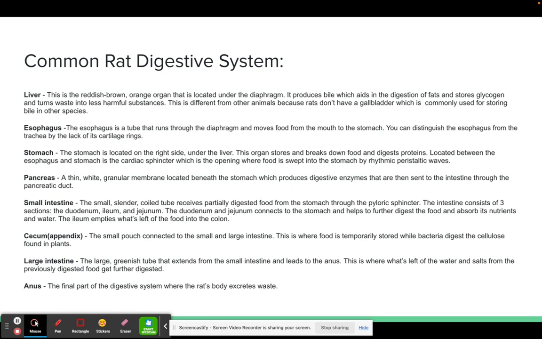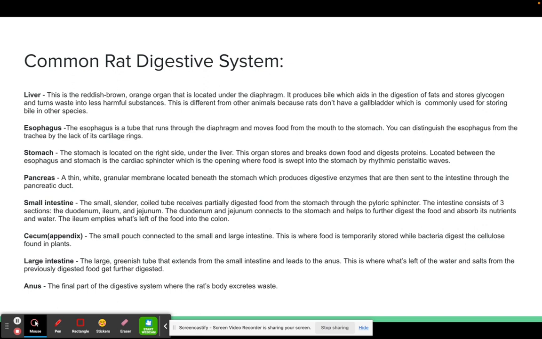Starting with the digestive system of the rat, this consists of the liver, esophagus, stomach, pancreas, small intestine, appendix, large intestine, and the anus. The liver is a reddish brown orange organ that is located underneath the diaphragm. This is what produces bile, which aids in the digestion of fats and stores glycogen. And this turns the waste into less harmful substances.